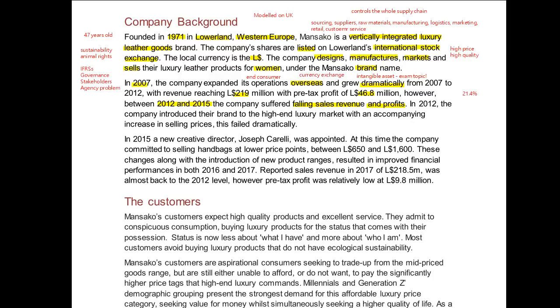So in 2012, the company introduced their brand to the high-end luxury market. So 2012 was the start of this falling sales revenue. This is the same year they introduced their brand to the high-end luxury market with an accompanying increase in selling prices, and that failed dramatically. Okay, so this was the cause here. They made a big mistake.